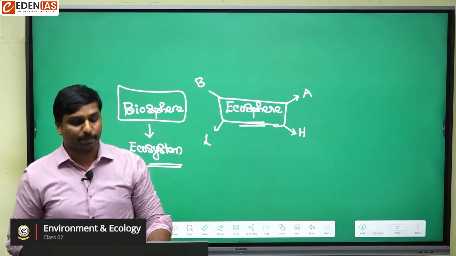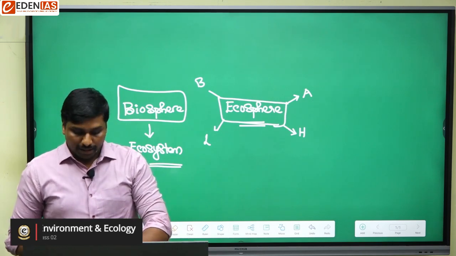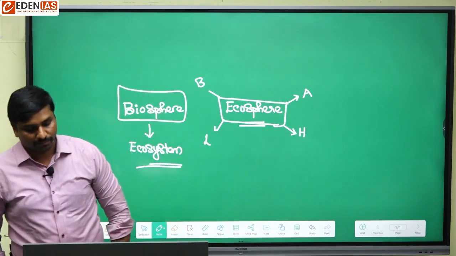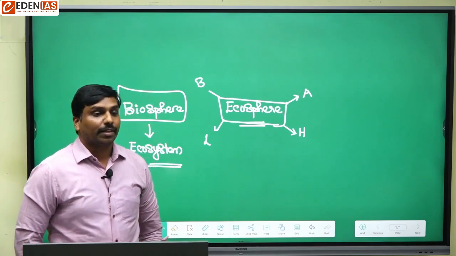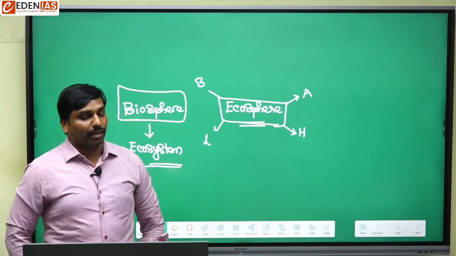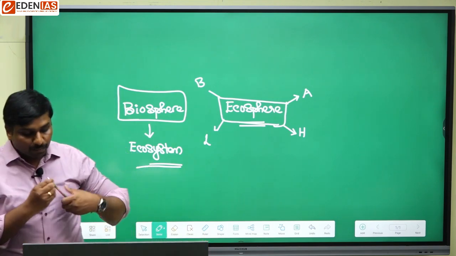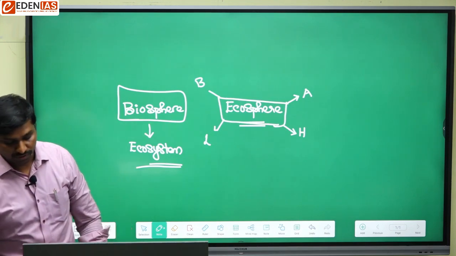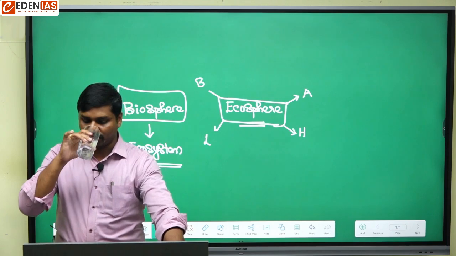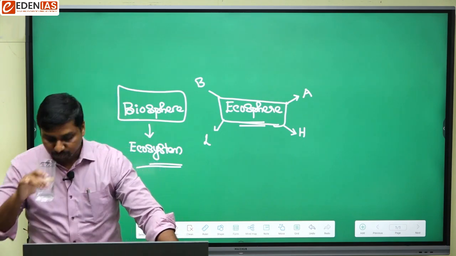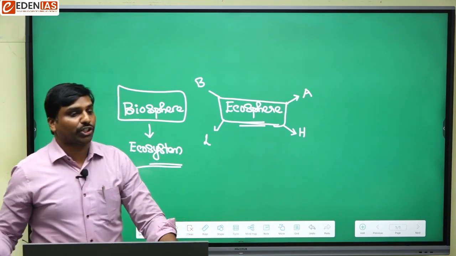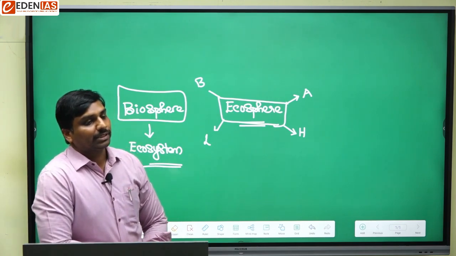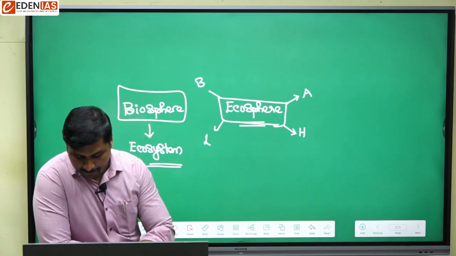So there you mention that the biosphere is the sum total of all the ecosystems established on the earth.